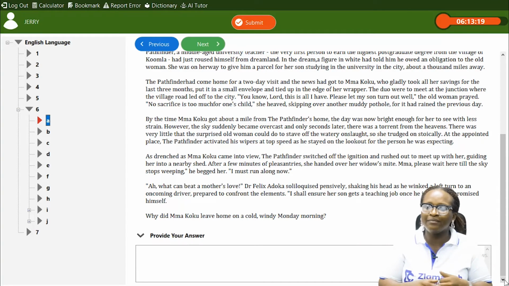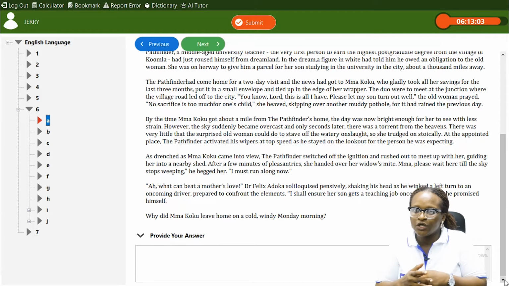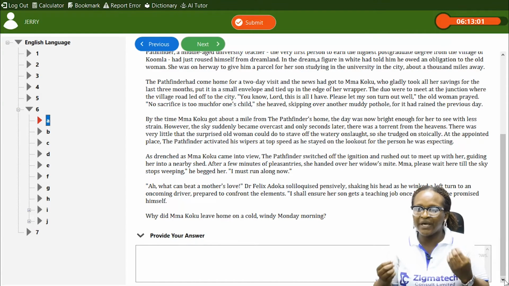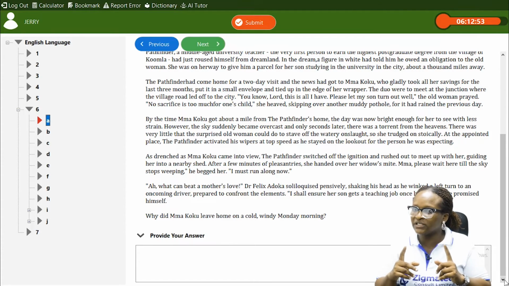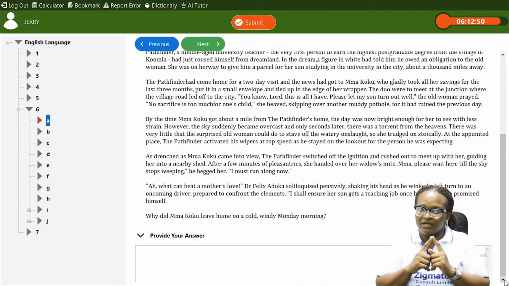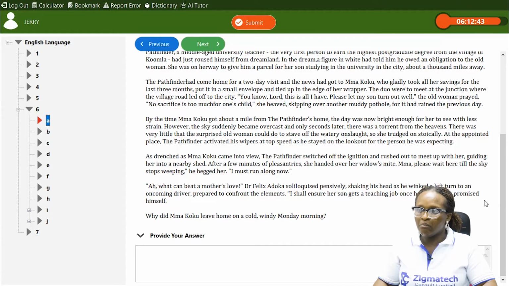He begged her, "I must run along now." Ah, what can beat a mother's love? Dr. Felix Adoka soliloquized pensively. That must be the Pathfinder. So, shaking his head as he winked a left turn to an oncoming driver prepared to confront the elements, that's the rain. "So I shall ensure her son gets a teaching job once he is done," he promised himself, having seen that woman. So the question says, why did Mma Koko leave home on a cold, windy Monday morning?